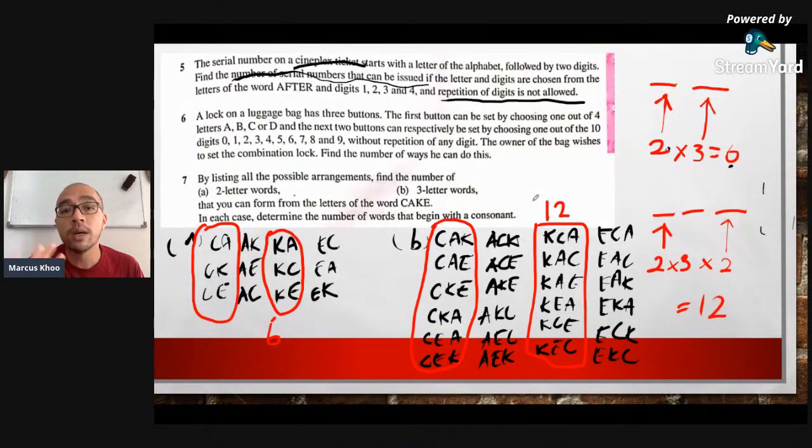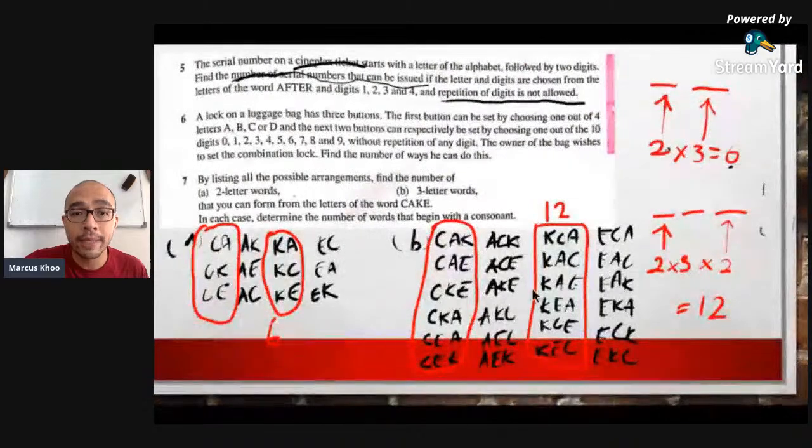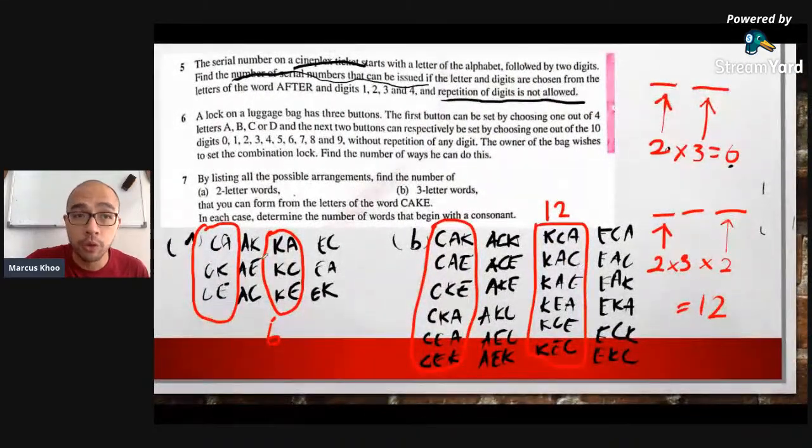Okay, but right now we are talking about non-repetitive. Okay, kalau kau sudah letak huruf C, kau tidak boleh pakai huruf C balik. You have to use A, K, or E. Okay, so how many possible ways are there to put it lah? Okay, so 2 times 3 will be 6. Okay, so this is an example of the multiplication rule.